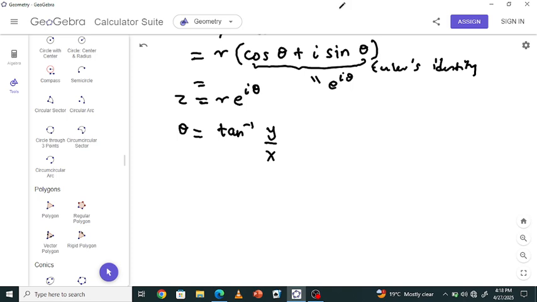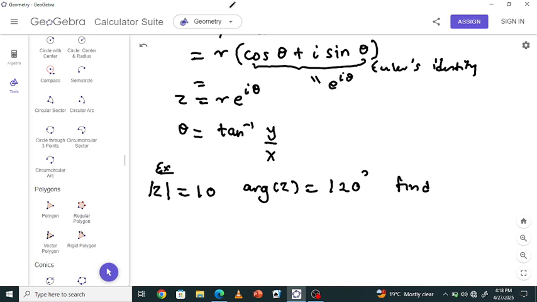Let's see an example. You have been given that the modulus of z is 10, and you have been given that the angle, which is sometimes called the argument of z, is 120 degrees. Then your question asks you to find z. So you want to write z in the normal rectangular form. Rectangular form is also the Cartesian form, it's the same name.